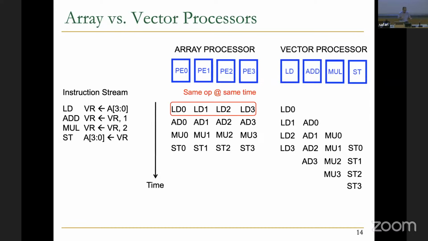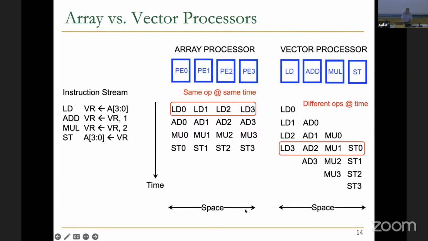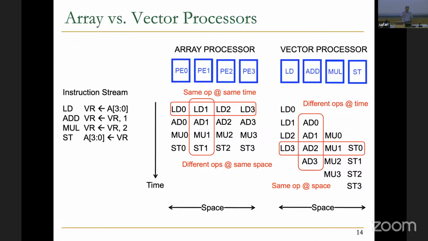You can see that in an array processor, we are doing the same operation at the same time, but in a vector processor, we are doing different operations at a time. If you consider the x-axis as space, in an array processor you are doing different operations at the same time in different space, at the price of higher cost. But in a vector processor, you are doing the same operation at every space. And that's why vector processors were quite interesting in the past, when we were quite constrained by the hardware cost. Make sense? Okay. Any questions?